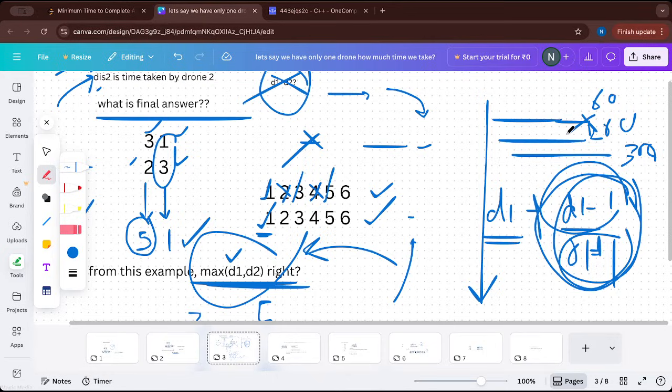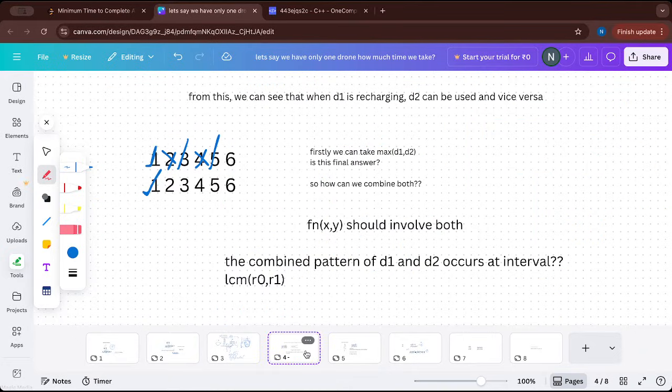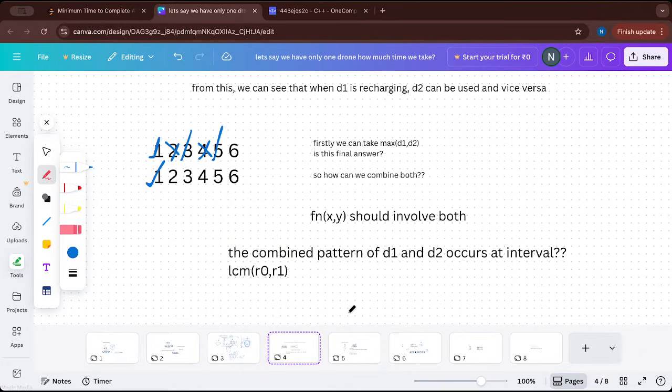But what about two drones combined? Can we make the whole travel of drone 1 and drone 2 in a single way, like we did for this? Yes, we can. And what is that? If we clearly observe, what is the total number of deliveries? The total number of deliveries is d1 plus d2 combined, right? So d1 plus d2.